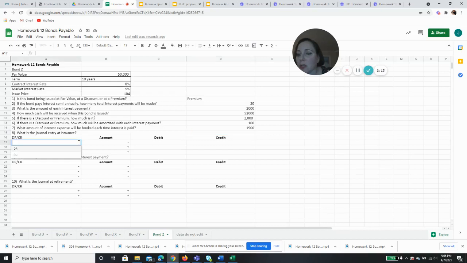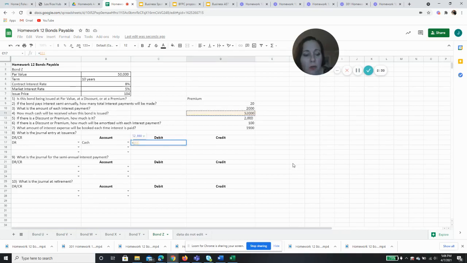So at issuance, we are going to debit cash. We love debiting cash because that means we are getting cash, and we love getting cash. Who doesn't love getting cash? Raise your hand. Kicked out of this class. No, I'm just kidding. But really, who doesn't love getting cash? And we are going to get, we said, $52,000.